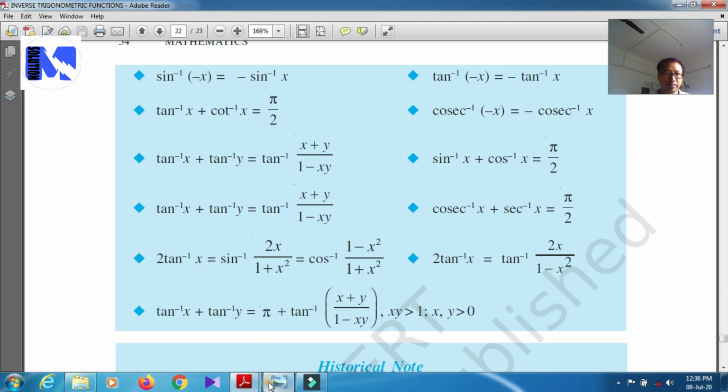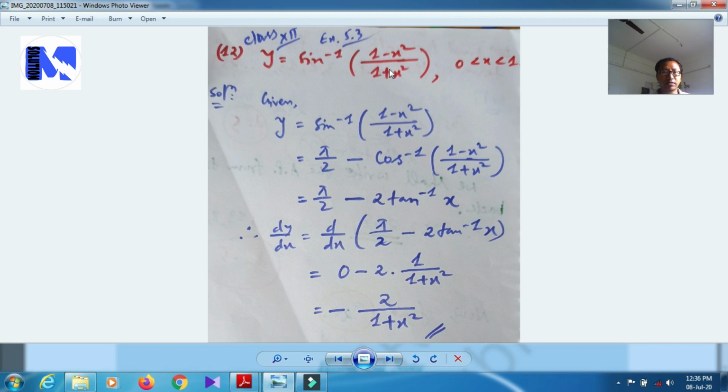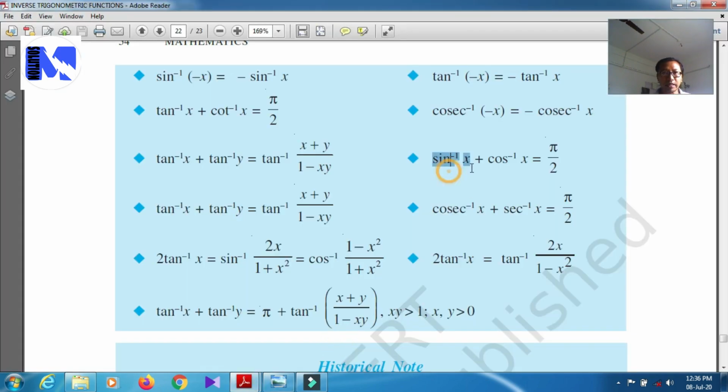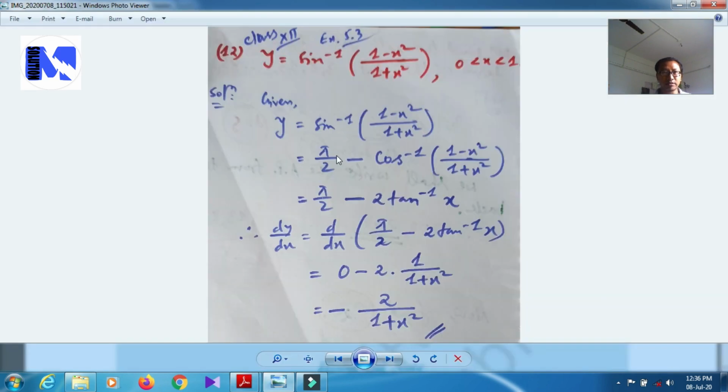Now see, y equals sine inverse of this, I have written. Then from where can we apply this? Pi by 2 minus cos inverse of this, I have written. But how? You can see here: sine inverse of x plus cos inverse of x equals pi by 2, isn't it? That means sine inverse of x equals pi by 2 minus cos inverse of x. That I have applied. So sine inverse of this part equals pi by 2 minus cos inverse of this.